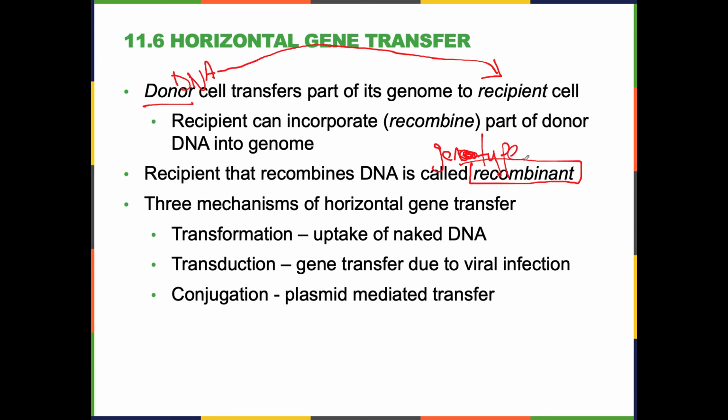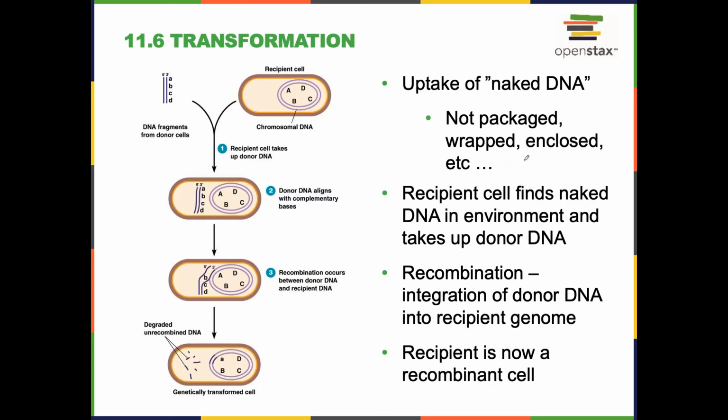okay? 3 ways this happens: transformation, transduction, and conjugation. We're going to bounce around the book a little bit for these because we've talked a little bit about some elements in different parts of the book. But let's start off with the simplest called transformation, okay? Your book, by the way, has no picture of transformation, or at least not a good one. So this one is from the old book. So if you are looking for this picture, you're not going to find it.